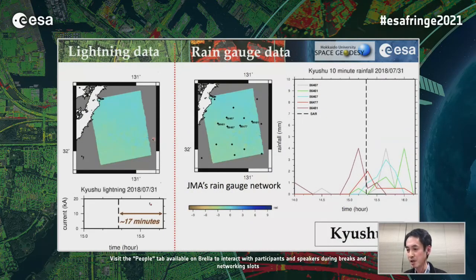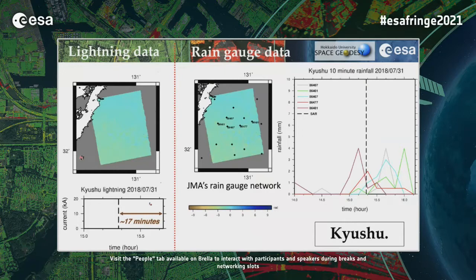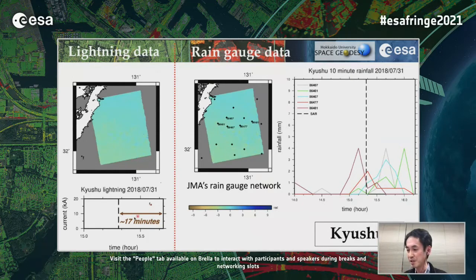So next we examine the lightning data and ground-based rain gauge data in Kyushu. Lightning data is from the Japan Lightning Detection Network, and it turns out there occurred only one lightning, but it was outside the SAR imaging area, and also the occurrence was 17 minutes after the SAR imaging. So lightning did not occur during the imaging. On the right is the distribution of JMA's ground-based rain gauge network and the time series of 10 minutes rainfall at several stations. In terms of the spatial and temporal locations, the rain effect seems to be detected in the image.